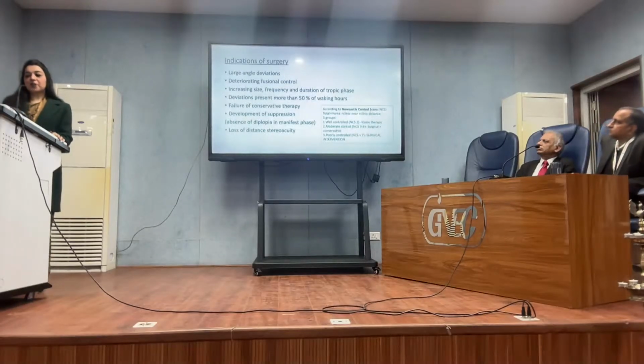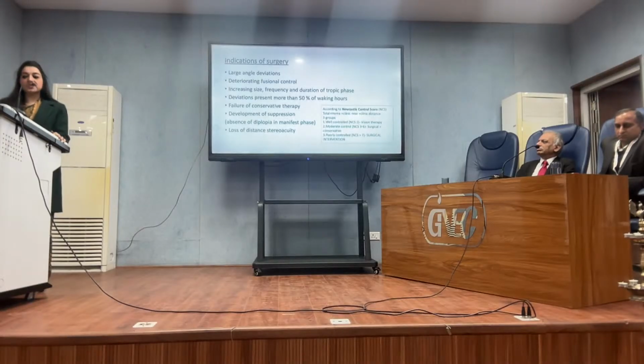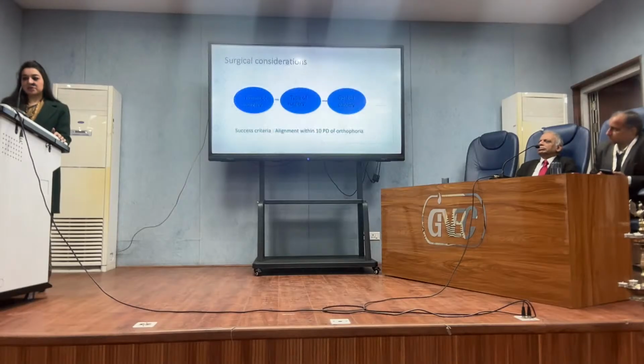Indications for surgery: large angle deviations, deteriorating fusional control, increasing size, frequency and duration of the tropic phase, deviation present more than 50% of the waking hours, which the parent has to observe at home, and failure of conservative therapy, development of suppression and loss of distance acuity. According to the Newcastle score, well control is a score of around 2 or less, which only requires vision therapy. Then 3 to 6, it's better to go with surgical management, and more than 7, obviously surgical management.